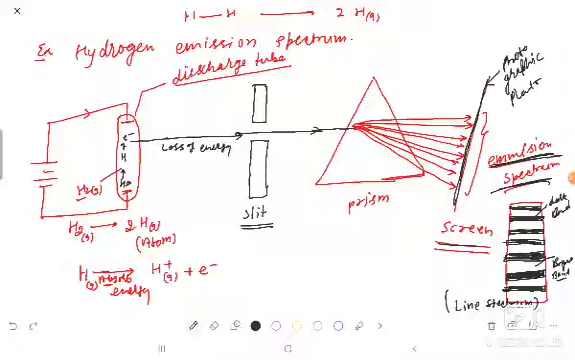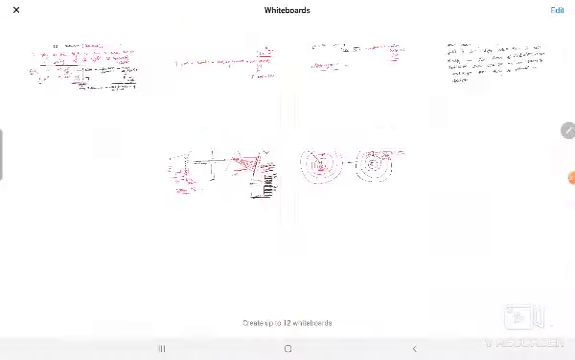You understood, no? In the line spectrum, so many lines are there. Can you see the black line, white line, dark line and bright line? So many darks are there, so many brights are there.